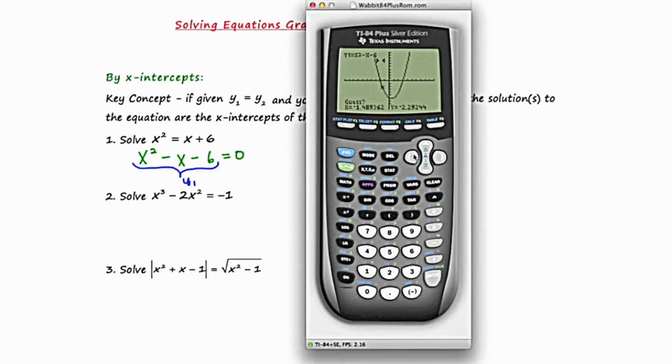Now the third prompt is guess, and what I like to do is just move the cursor as close to the x-intercept as is possible, and then press enter one final time. And we're getting an answer of x equals negative 2. So that's going to be one of our solutions.